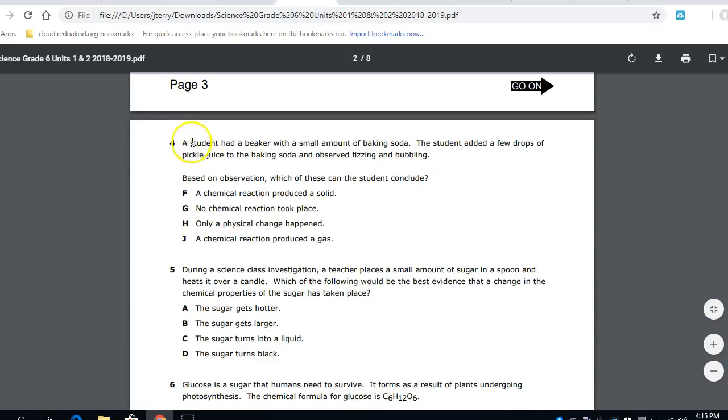Number 4. A student had a beaker with a small amount of baking soda. The student added a few drops of pickle juice to the baking soda and observed fizzing and bubbling. Based on the observation, which of the following can the student conclude? F, a chemical reaction produced a solid. G, no chemical reaction took place. H, only a physical change happened. J, a chemical reaction produced a gas.